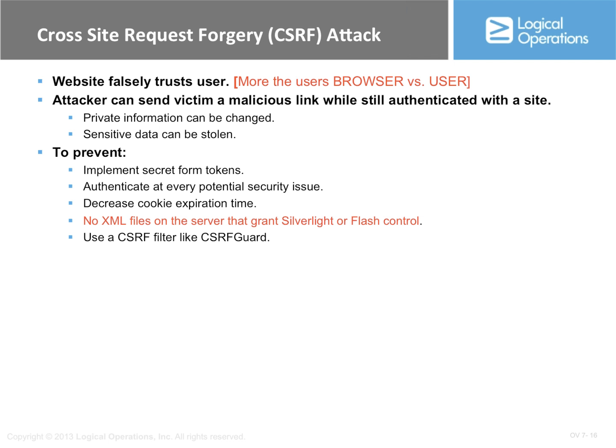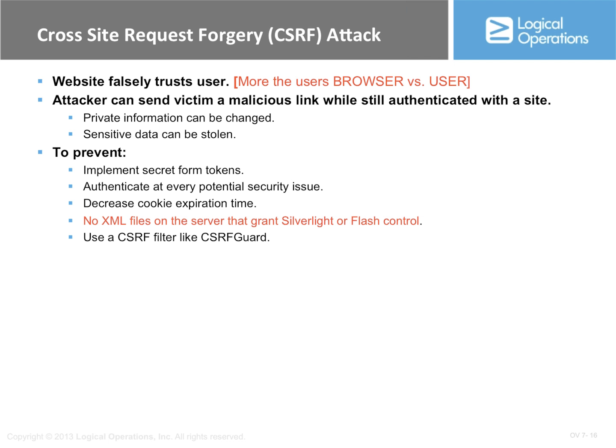Okay, the website is falsely or incorrectly trusting the user, more the user's browser than actually the user itself. Okay, so unlike cross-site scripting, which exploits the trust of the user, right? It's attacking the confidentiality of the user's credentials. Cross-site request forgery exploits the trust that the site has in the user's browser. Okay, it's coming from a trusted location, it's coming from a trusted device, so I trust it. That is cross-site request forgery.